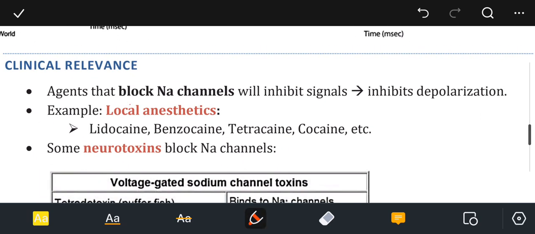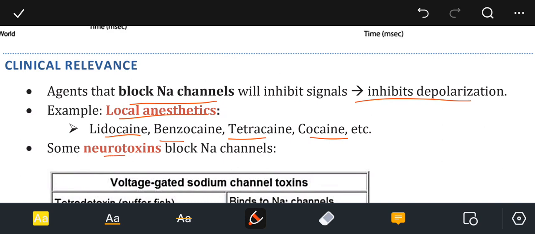Agents that block the sodium channels will inhibit the signal, and they will inhibit the depolarization. If we want someone's brain to function at a lesser rate, if we want to slow down the brain, we have to give sodium channel blockers, as we do with the local anesthetics, right? If we want to slow the impulse propagation across the axon, we have to block the sodium channels, and we do that by giving local anesthetics like lidocaine, benzocaine, tetracaine, cocaine, etc.